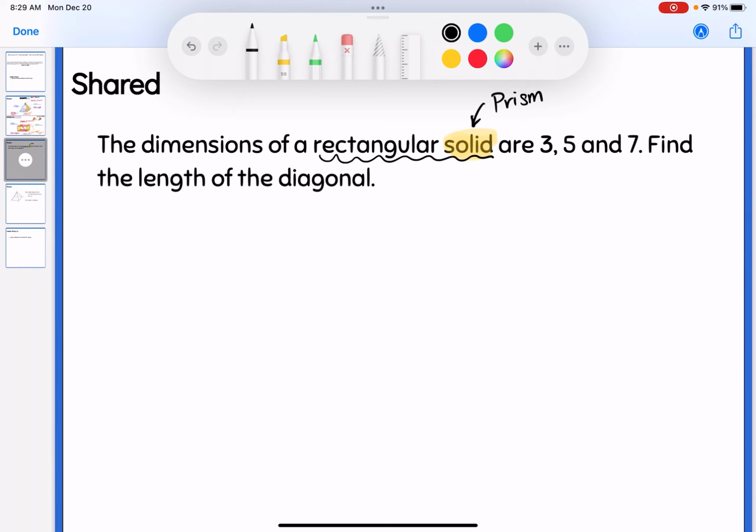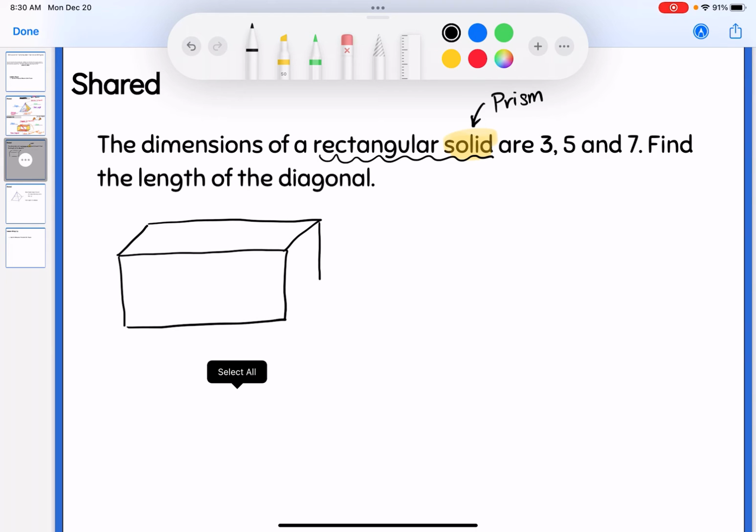So it says that the dimensions of this prism are 3, 5, and 7. We need to find the length of the diagonal. So let's start by sketching a picture. I know I have a rectangular prism. So this is my fastest way to draw a rectangular prism. And then I drop these down. I know everybody has a different way to do it. That's how I have it. Again, sorry about the bell. So the dimensions are 3, 5, and 7.